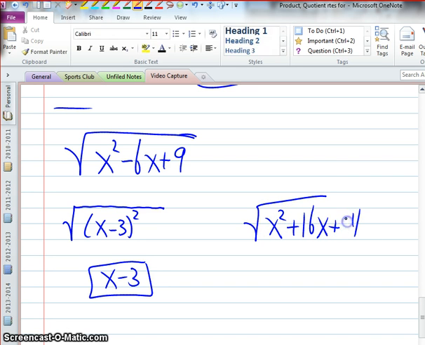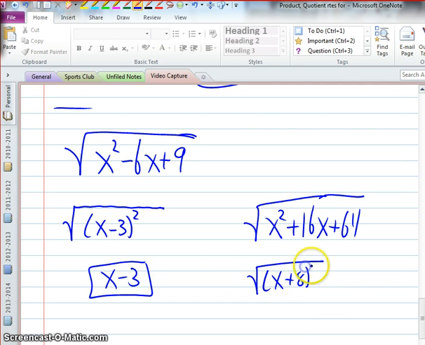same process. That becomes x plus 8 squared, so your answer is x plus 8. Alright.